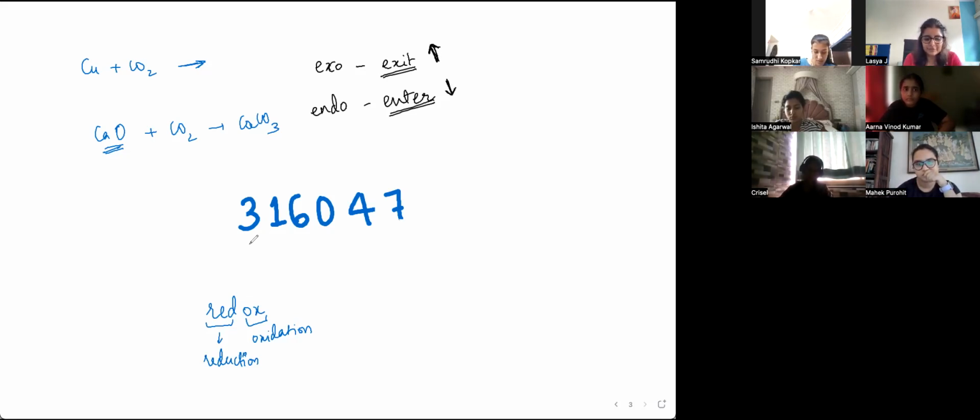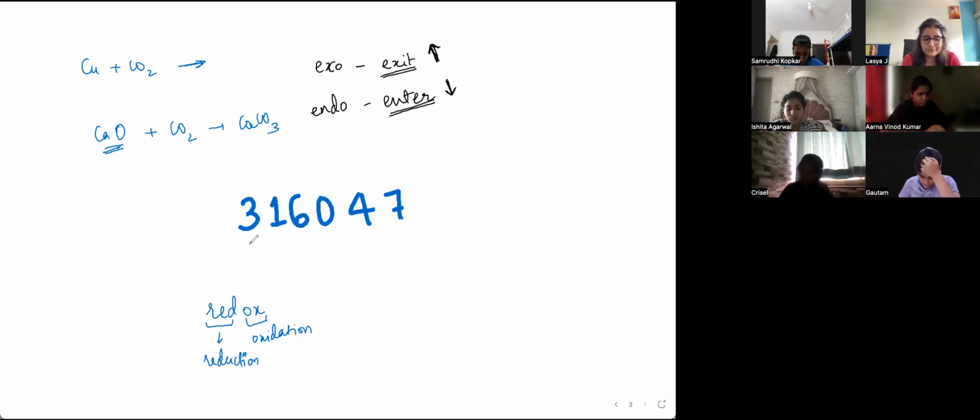Okay, next question. A dilute ferrous sulfate solution was gradually added to the beaker containing acidified permanganate solution. The light purple color of the solution fades and finally disappears. Which of the following is the correct explanation?